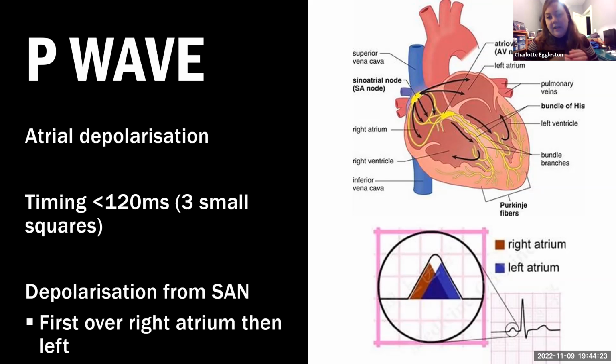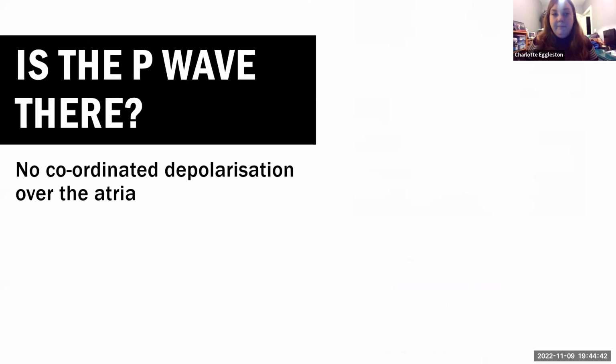So this depolarization happens from the sinoatrial node, which is at the top of the right atrium. So it means the wave, as you can see in that bottom diagram, is formed from depolarizing the right atrium and then the left atrium, because it spreads over both. So when the P wave is a funny shape, that will help us interpret why. So the first question is always going to be, is the P wave actually there? Obviously, it won't be there if we don't have nice coordinated depolarization of the atrium. What sort of conditions do we not get a P wave in?